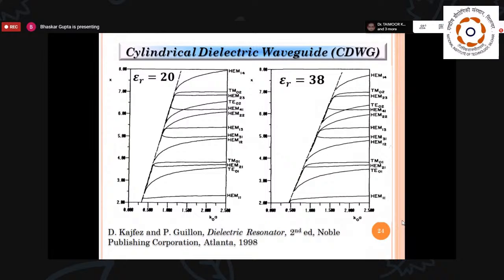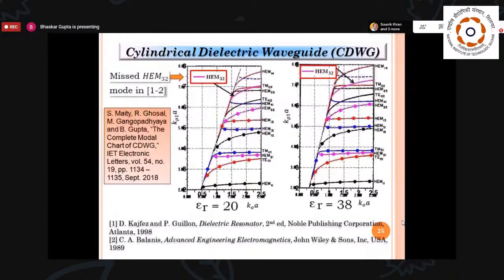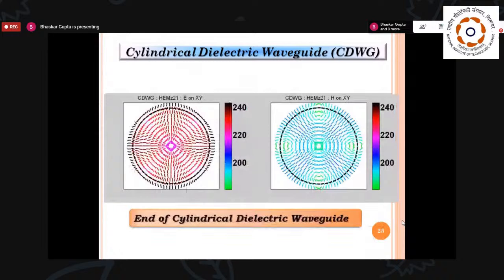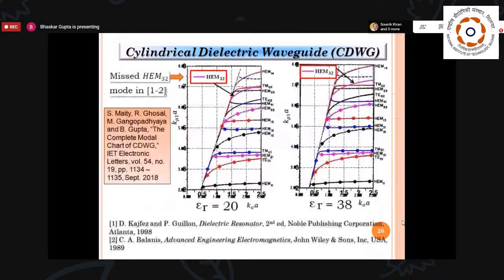But that was corrected by Balanis in his book on advanced engineering electromagnetics. But still, both of them, in spite of showing the first 12 modes, missed a mode, the HEM32 mode. Why did they miss the mode? The answer is simple, because they went for approximate analysis, the mistake of which we pointed out already, and they relied on those initial results. We went through this rigorous analysis as shown, so we got the mode. We got all the modes correctly. See that HEM32 mode, that is not shown by either Balanis or by Kajfez.